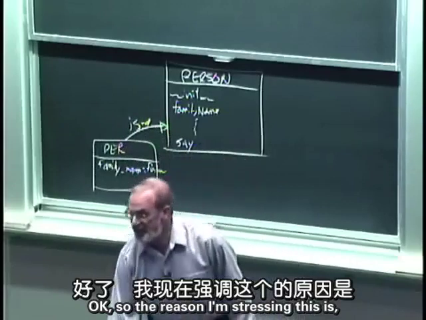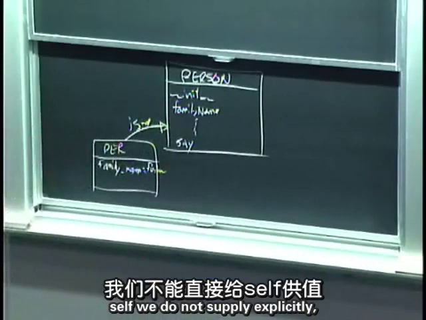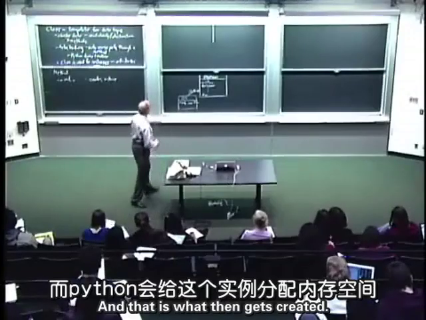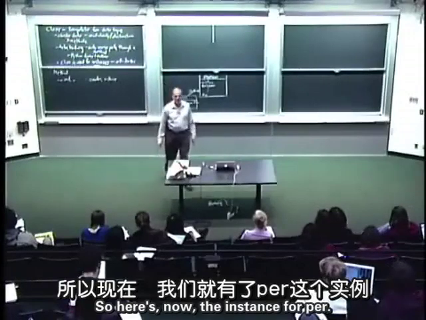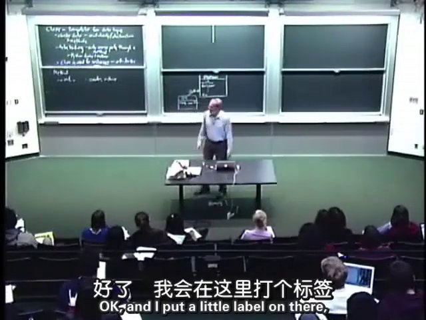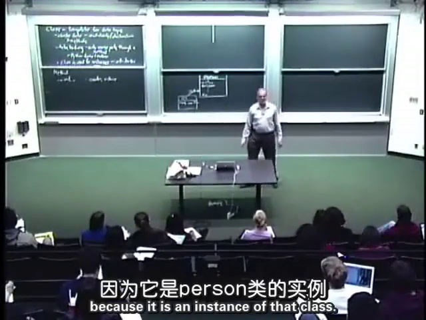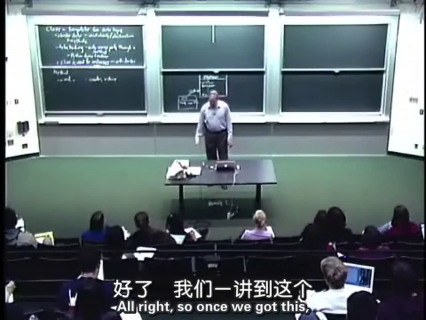Okay, so the reason I'm stressing this is self, we do not supply explicitly. It is supplied as pointing to the instance. It's giving us that piece of memory. And that is what then gets created. So here's now the instance for PER. Okay? And I put a little label on there. I'm going to call that an is-a-link because it is an instance of that class.